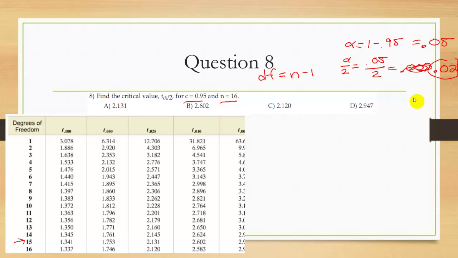All right, anyway, so we're going to go down the 0.025 column right here. So find where those match up, and you get 2.131. And so our answer is option A. Okay, let's go on to the next question.